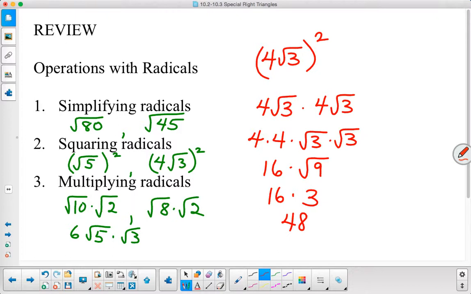Again, get the parentheses in there. If you needed to do it with the parentheses, you would go 4 times the square root of 3, finish the parentheses, finish the other parentheses, and square it.